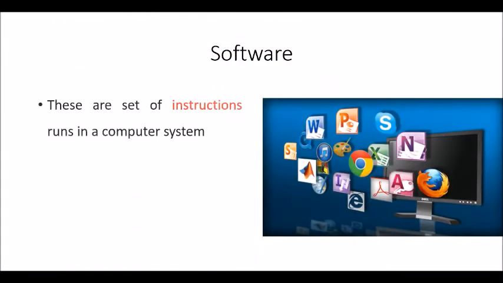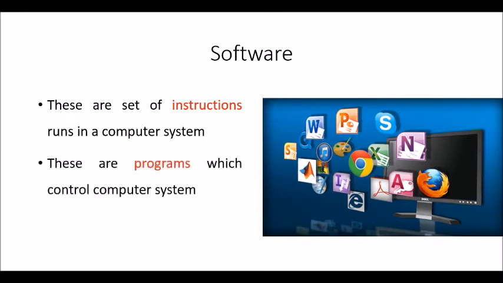Now, software. What is a software? We say software, these are a set of instructions that run in a computer system. The most important thing is set of instructions. In as much as you made mention of instruction, Cambridge will give you marks for this. Or if you don't remember this, you can just say software are programs which control computer system.